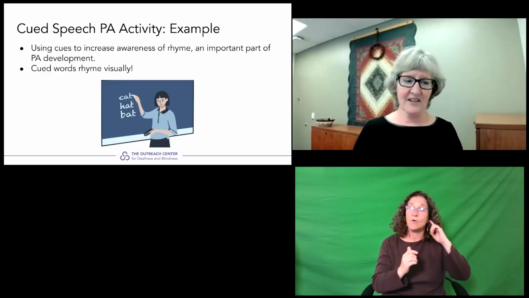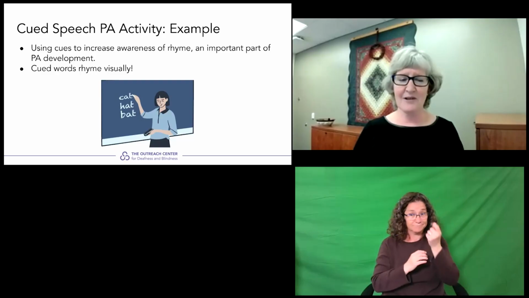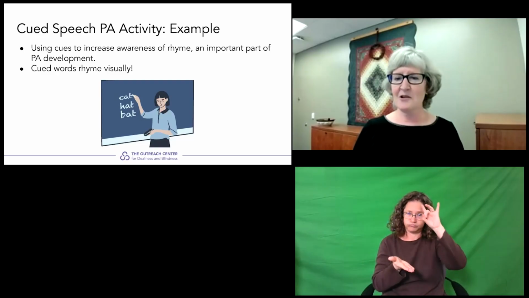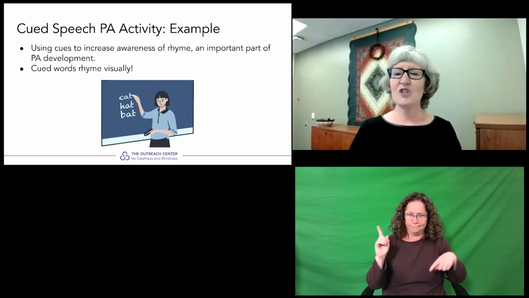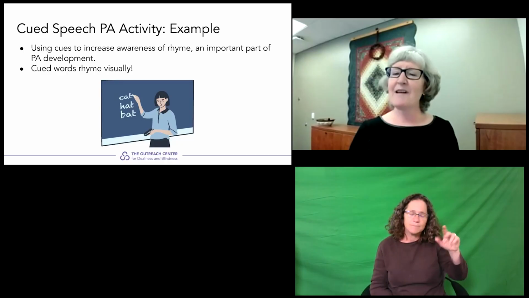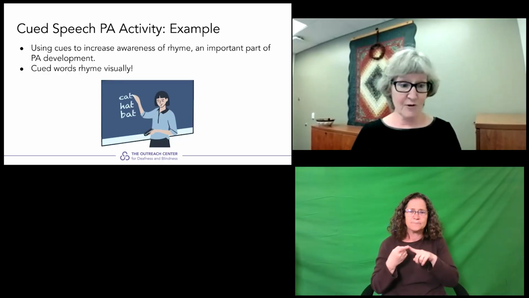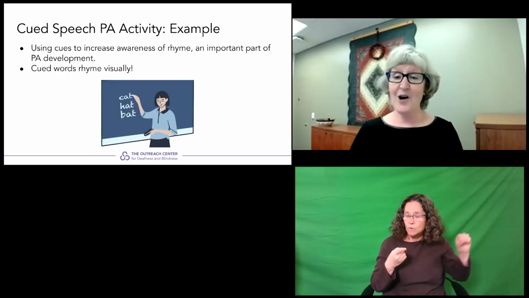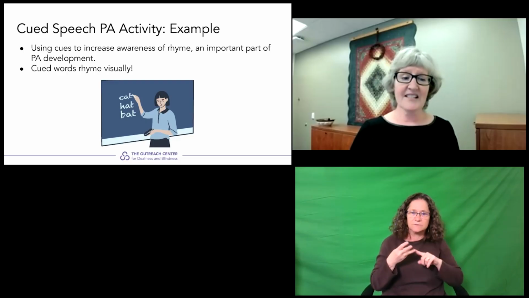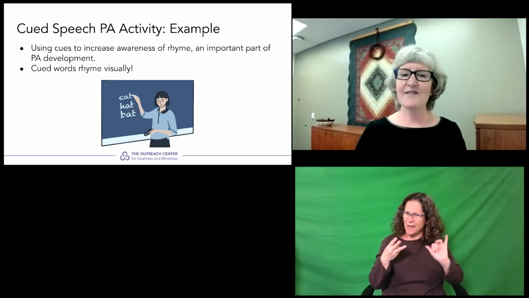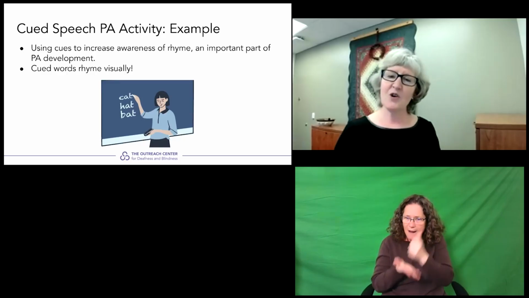Spelling patterns in English have such inconsistent pronunciations. Think about the sequence, the letters O-U-G-H. We pronounce those a lot of different ways in English. They can be through, or tough, or cough. The spelling doesn't help us understand the word's phonemic structure, but when we cue, we can show that.